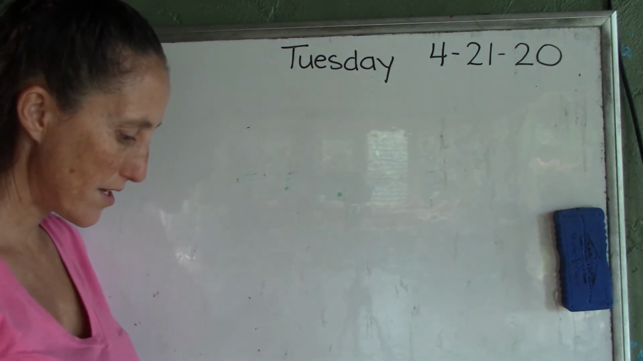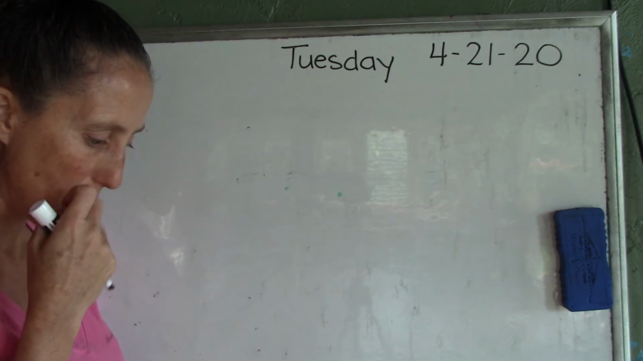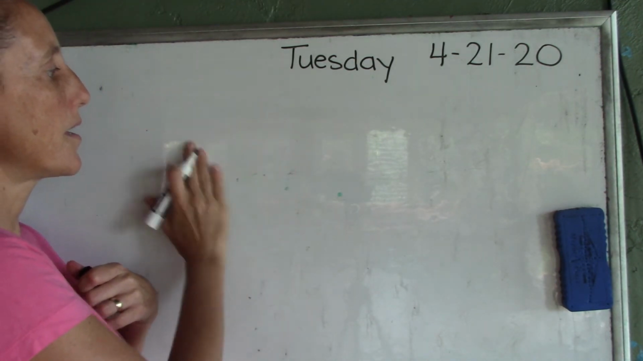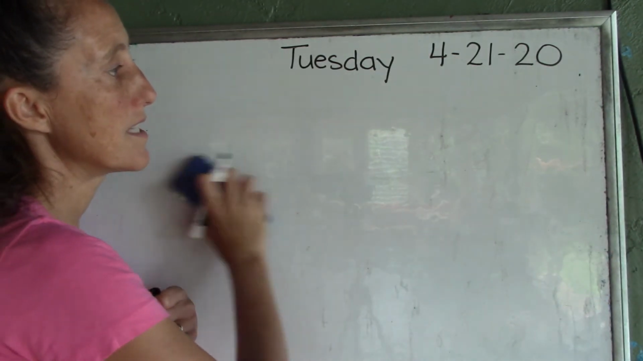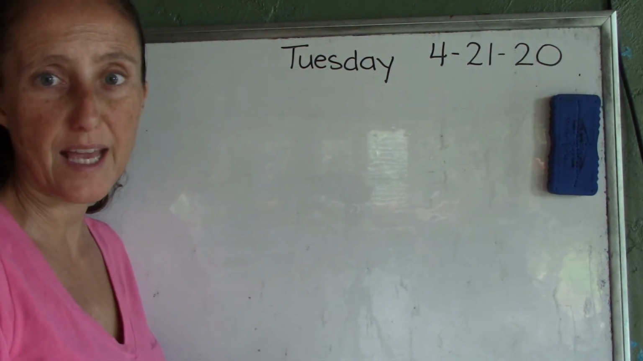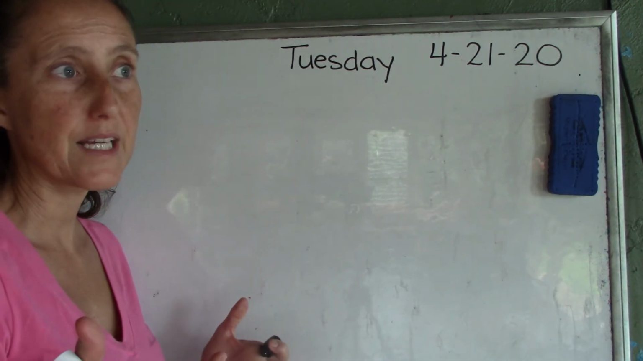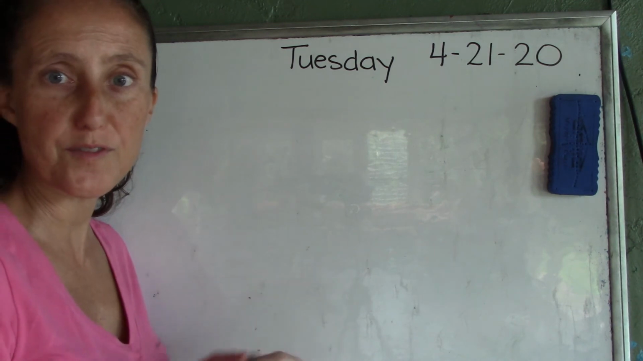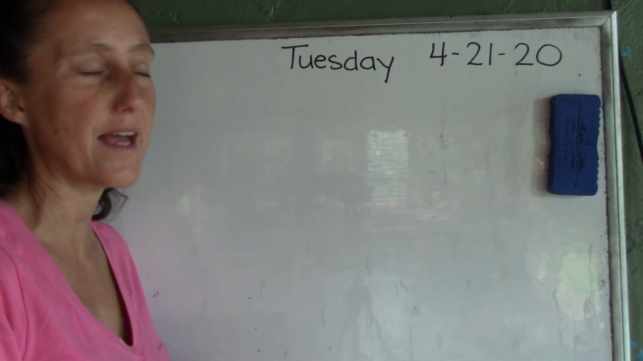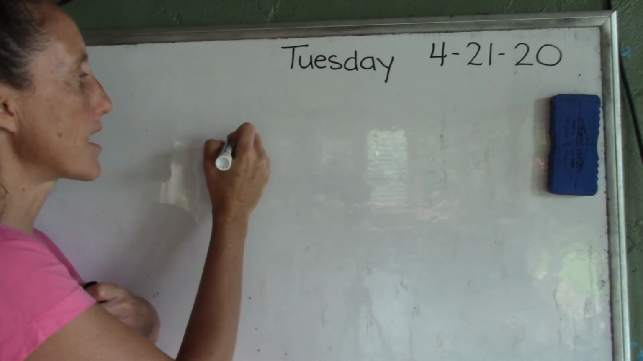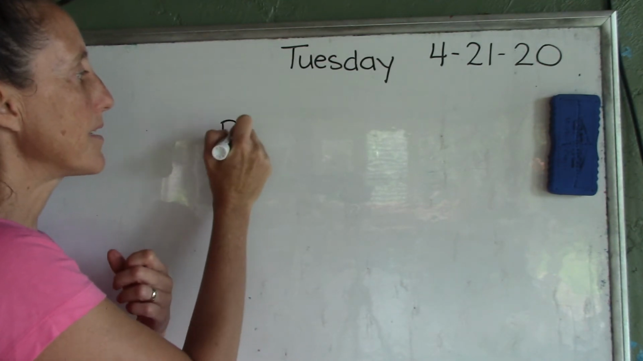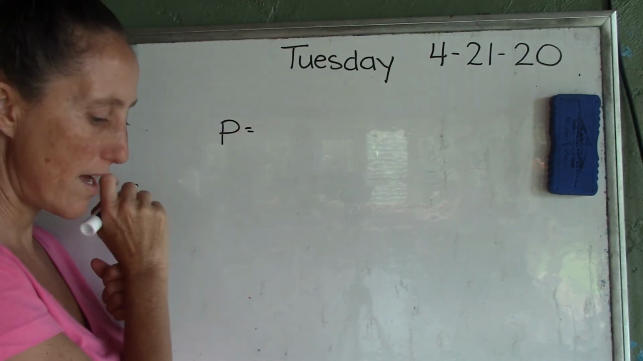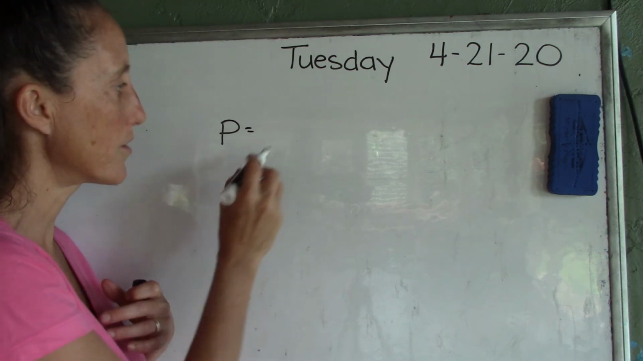Okay, let's go on to 2nd and 3rd grade. So let's say I went to the thrift store, not now because we can't really go, but when you get to, you'll go to the thrift store and you find some things to buy. So you saw some puzzles that were for sale, and the puzzles, I'm going to put P for puzzles, each cost $4.